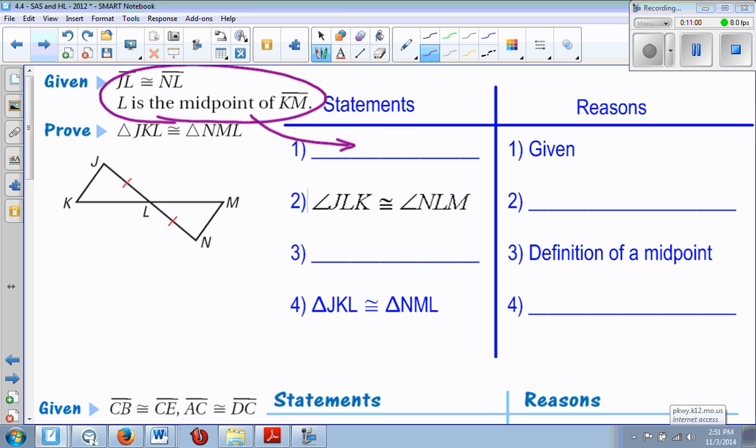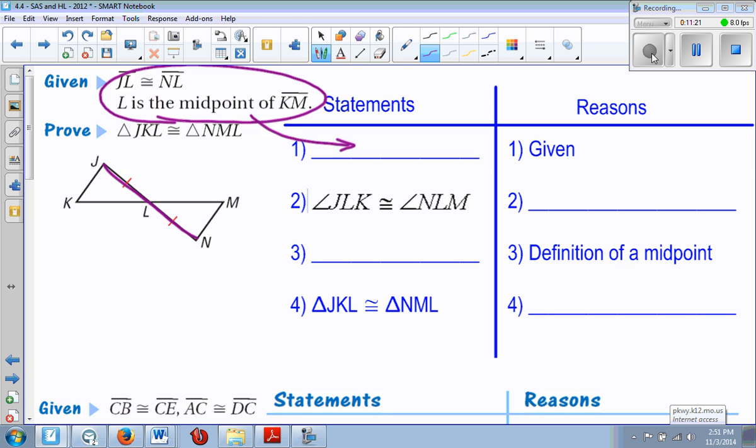Remember that you're supposed to be looking for how many congruencies you start the problem off with. And in this one, you only start with one. That congruency is marked on the picture. Notice that from J to L and N to L are marked congruent.